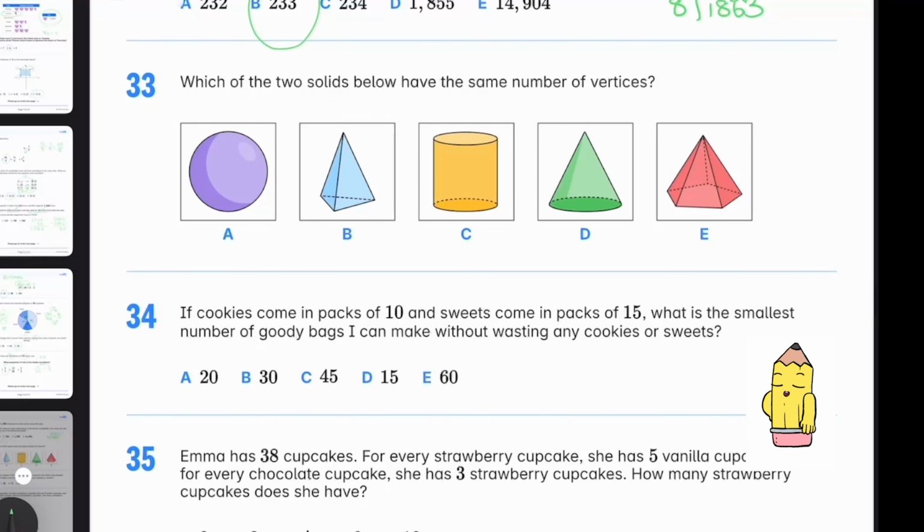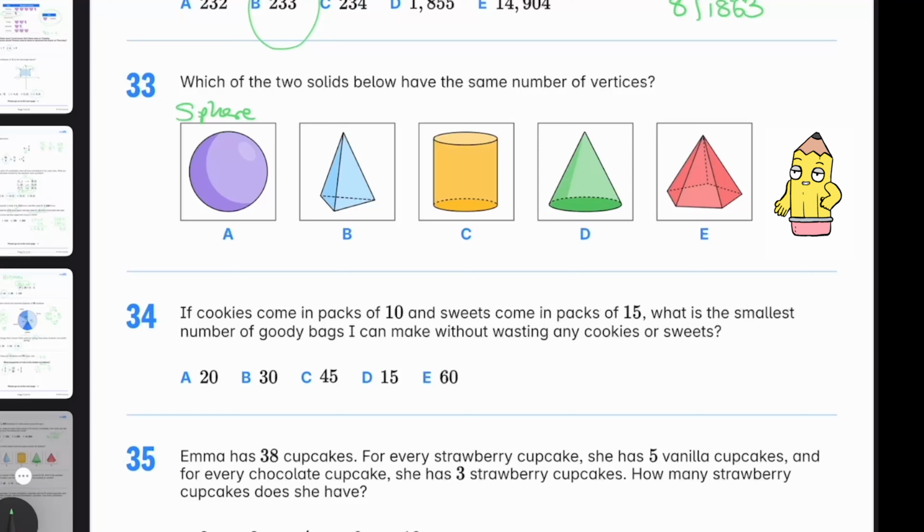Question 33. Which of the 2 solids below have the same number of vertices? Well, a vertex is a point where 2 or more edges meet. That's also known as a corner. So let's look at each of the solids above and count how many vertices they have. We know A is a sphere, and it has no edges and therefore no corners.